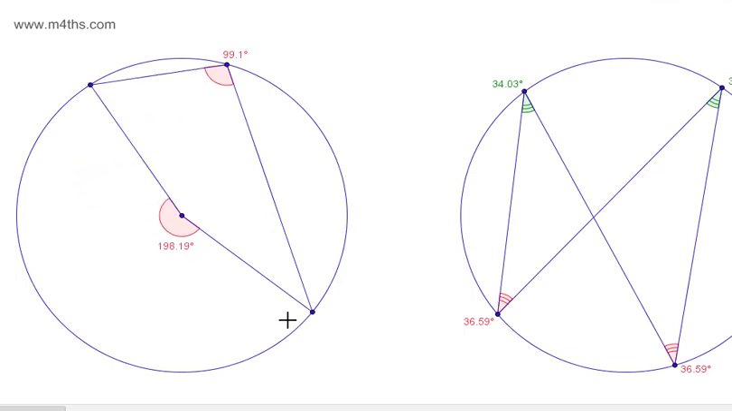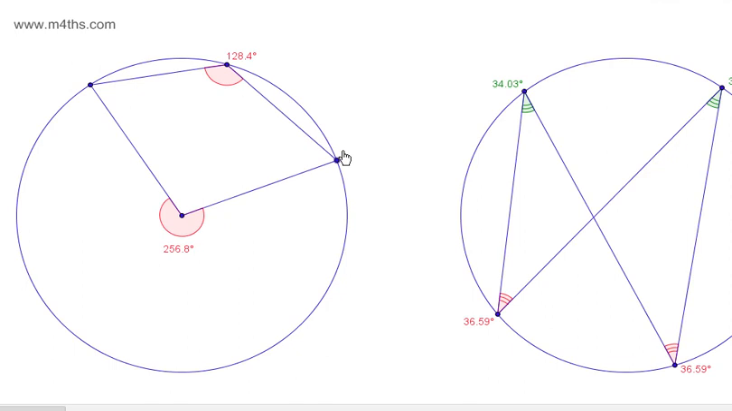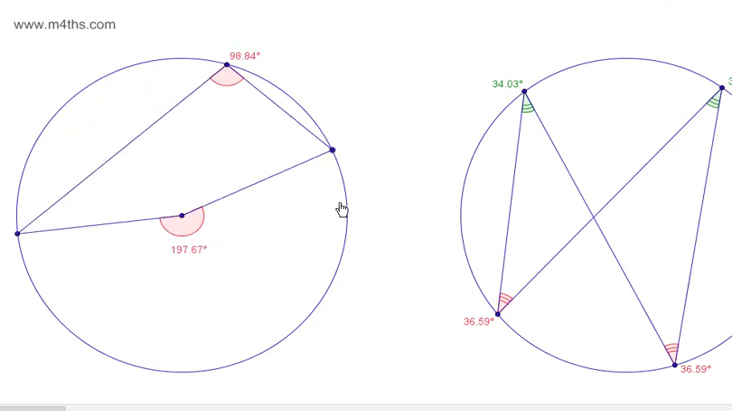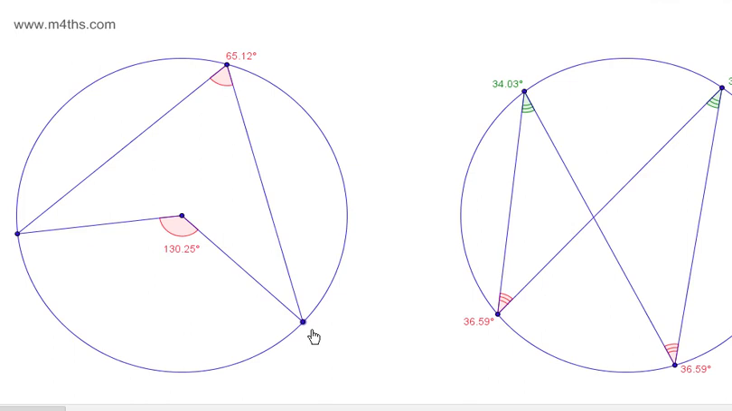Another one that they often like to throw out is something like that. And we can see that angles at the center are double that at the circumference. So that is the arrow, the arrow theorem.